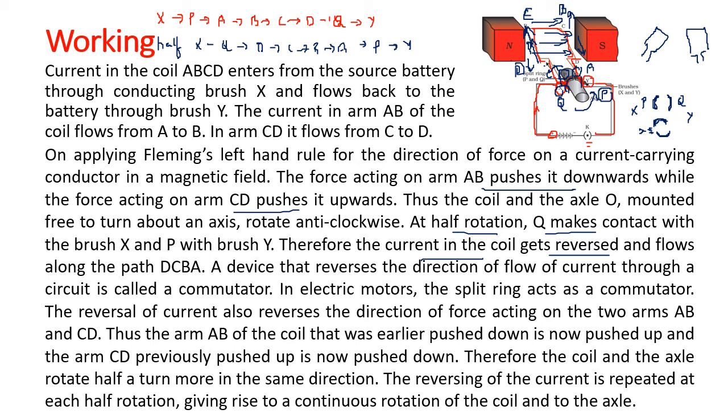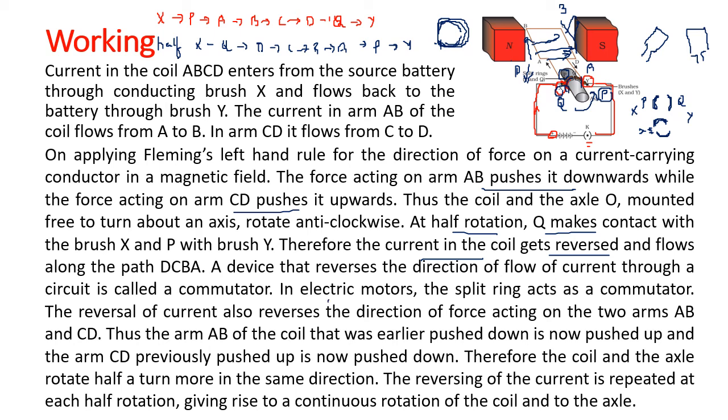So what happens when the current direction is reversed? The direction of the magnetic field has remained the same. The magnetic field is still north to south, but now the current is going from D to C. So now CD moves downwards and AB will move upwards. So the coil first rotated halfway, then it rotates again halfway, and this will continue giving a full circular motion to the coil.